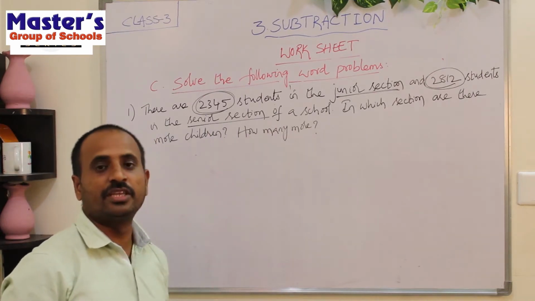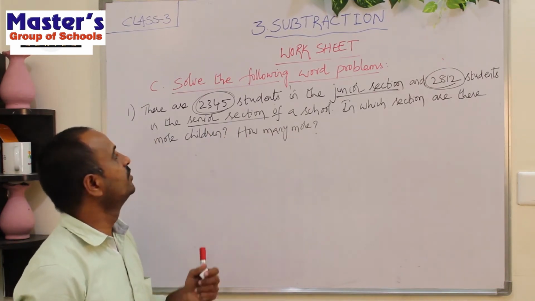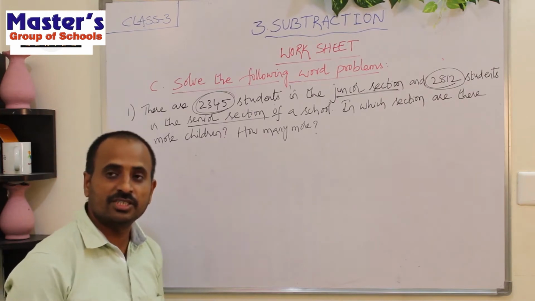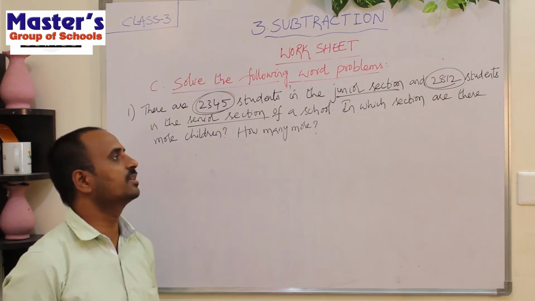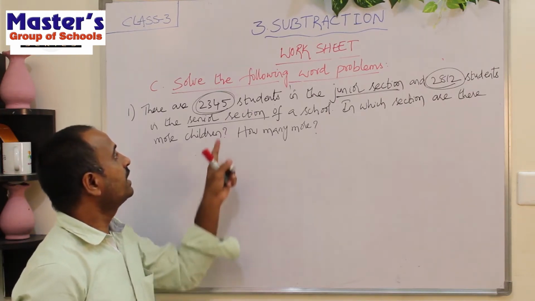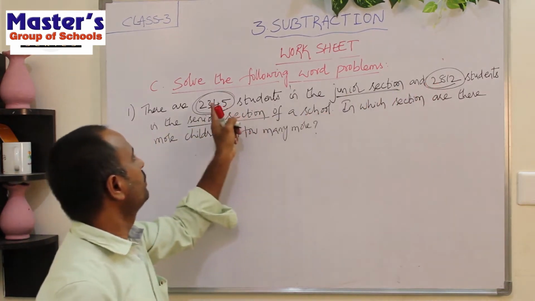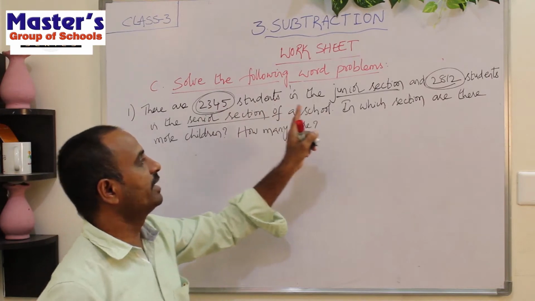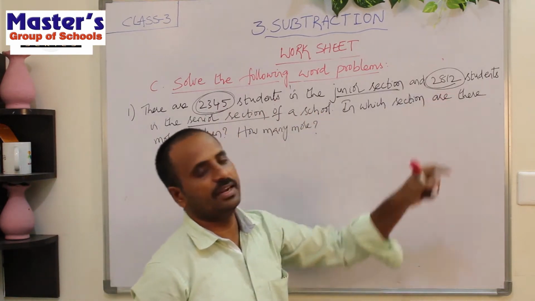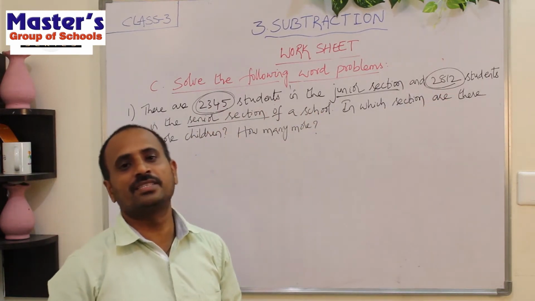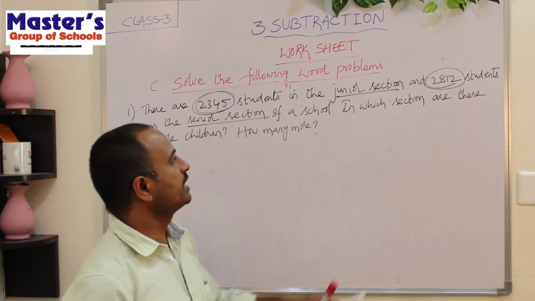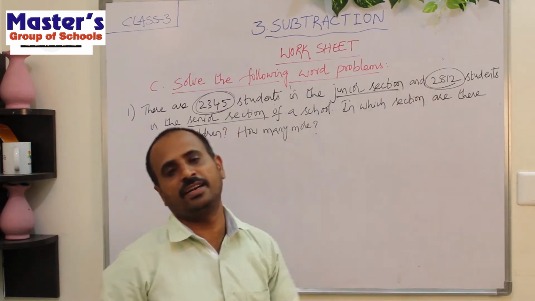In which section are there more children? So children, in which section? That is, in the junior section or the senior section, are there more children? So what is the greater number here? Among these two numbers, 2,345 and 2,812, which one is the greater? So 2,812 is the greater number.